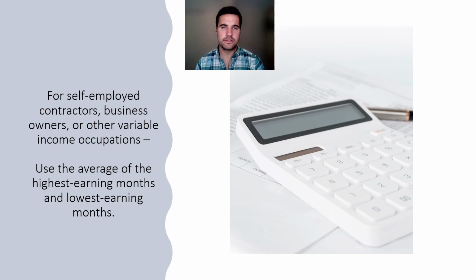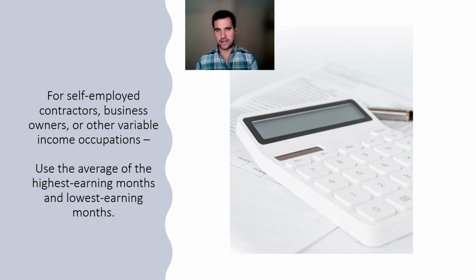And for some of us, we are self-employed contractors, business owners, or whatever other situation you might be in. Maybe you're independent and you're in and out of jobs, or you're freelancing, whatever. You're in what's known as a variable income occupation because it can change. You can have extremely good highs, and you have some months where you're not making any money, and I've had both. So use the average of the highest earning months and lowest earning months.